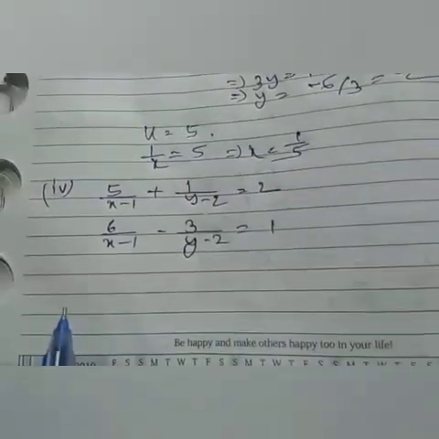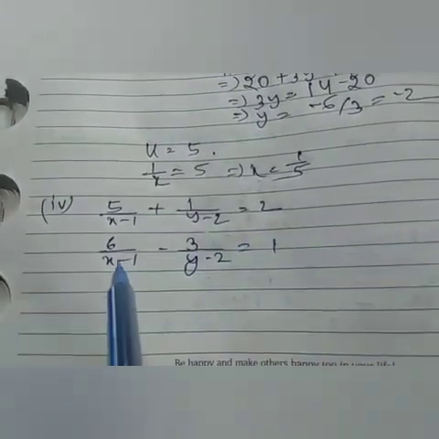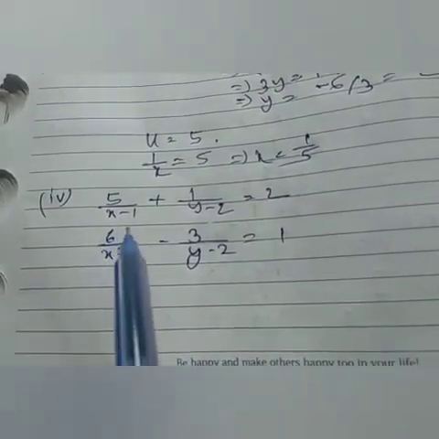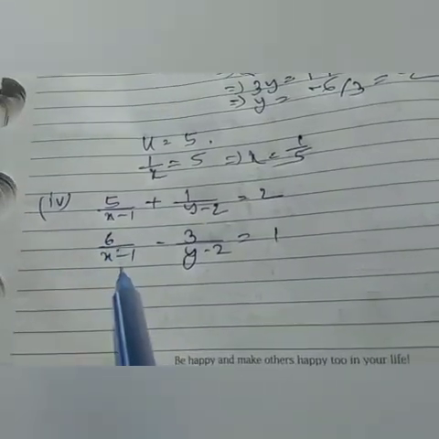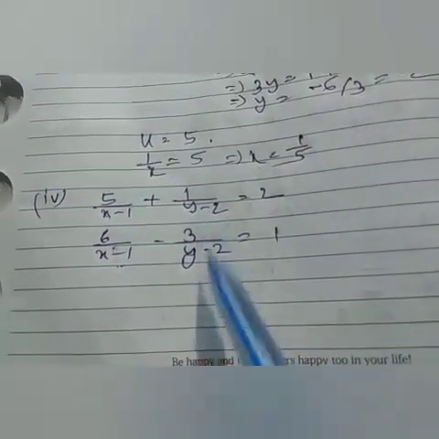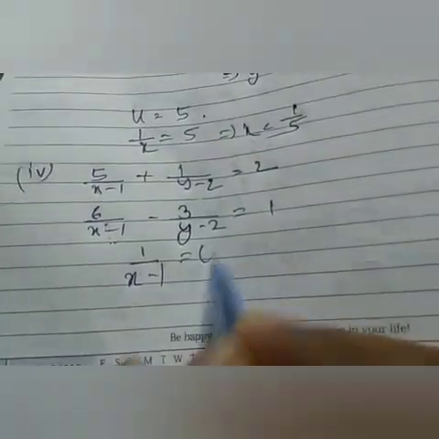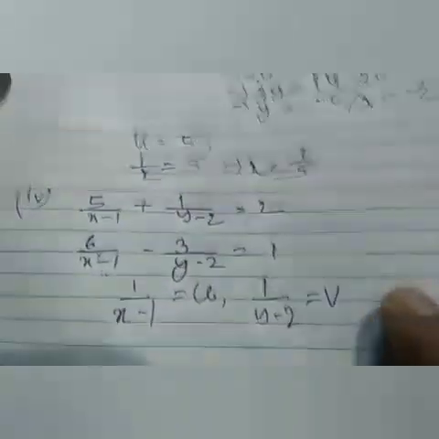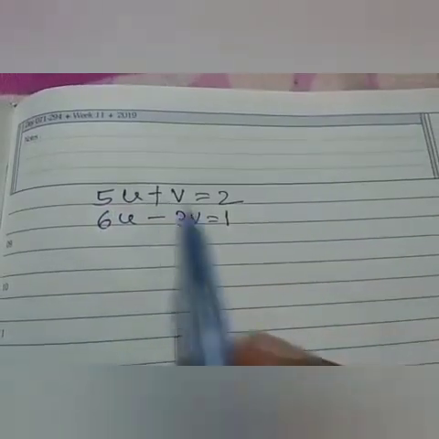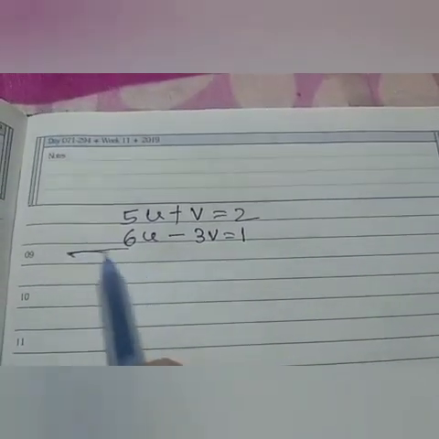Okay. The next question is 5 by x minus 1 plus 1 by y minus 2 equals 2, and 6 by x minus 1 minus 3 by y minus 2 equals 1. You see that the variable in the denominator is the same here and here: x minus 1 and x minus 1, y minus 2 and y minus 2. So we take 1 by x minus 1 as u and 1 by y minus 2 as v, and these two equations become 5u plus v equals 2, 6u minus 3v equals 1.